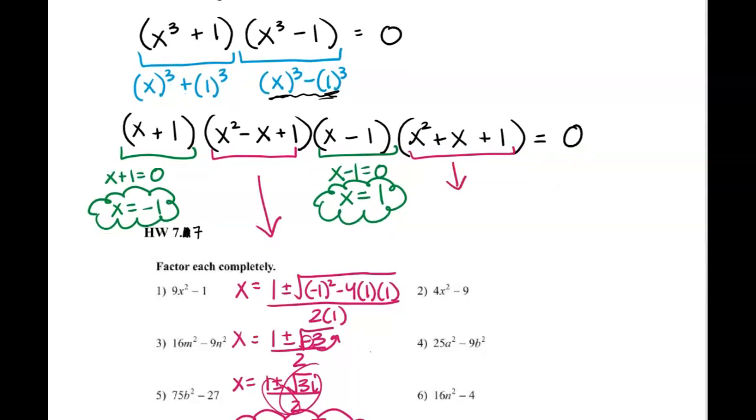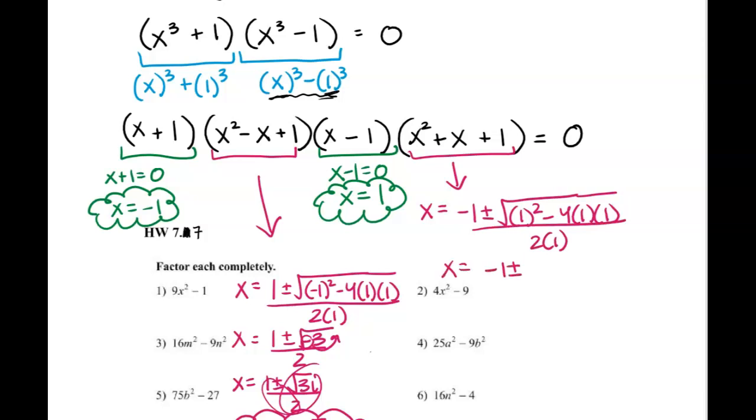x squared plus x plus 1. x equals negative b, so negative 1 plus or minus the square root of 1 squared minus, because b is 1, minus 4 times 1 times 1 over 2 times 1. So x is negative 1 plus or minus square root of negative 3 over 2.